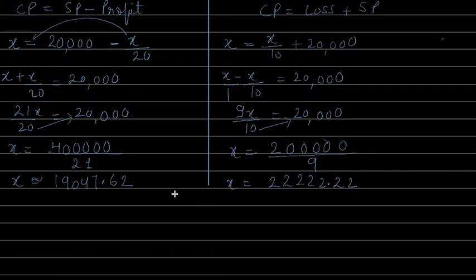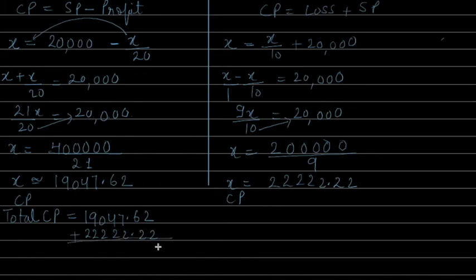Now we have got this x we have assumed, which was your CP, right? We have got CP in both the cases and we already know the selling price was given, right? So let's calculate total CP and total SP to see whether it is a loss or a gain. So total CP will be how much? 19047.62, and I have to add 345.22 to it.